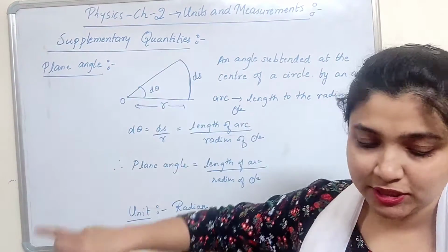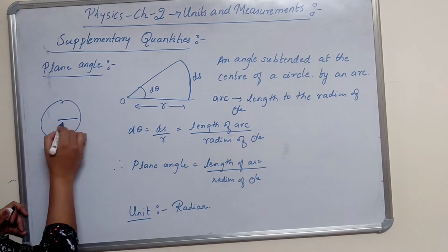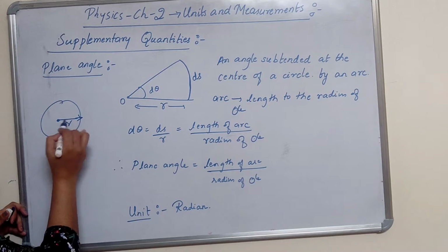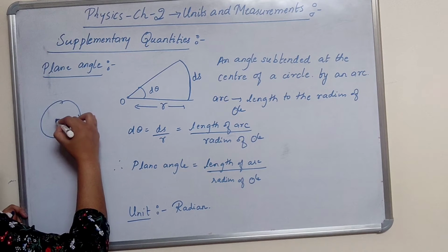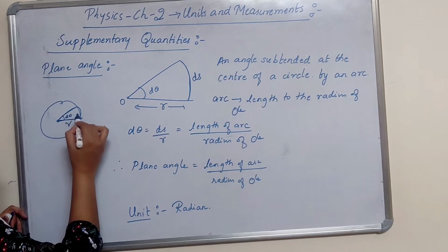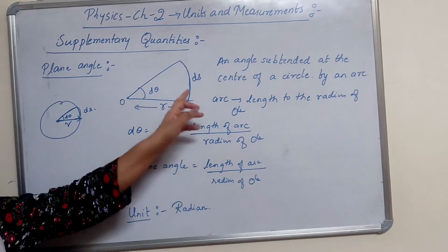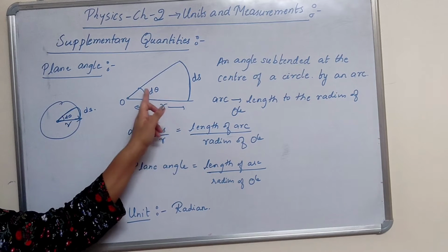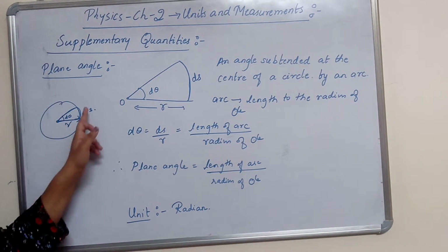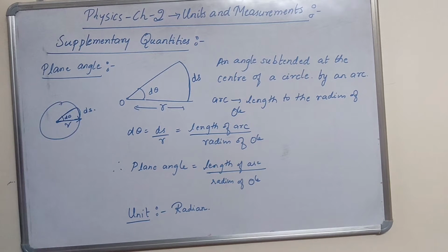Suppose this is a circle. Alright. From this origin point, the center point, I take a radius r. Now, this radius subtends a small angle here, that is d theta, and an arc is here that is called ds. Correct? So the angle subtended at the center of the circle by an arc, where the arc length is equal to the radius of the circle. Such a type is called a plane angle.